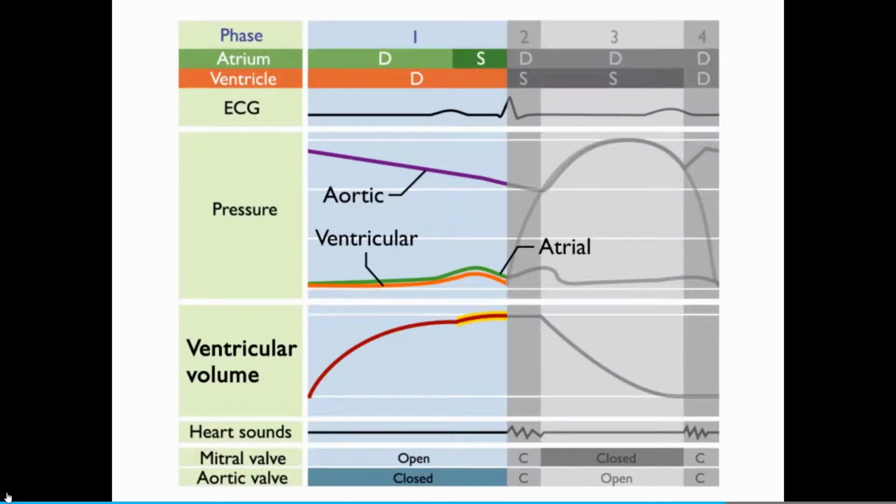At the end of atrial contraction, the volume of blood in the ventricles is called the end diastolic volume, or EDV. Pressure in the ventricle slightly increases with the surge of blood from the contracting atrium. However, aortic pressure is still much higher than ventricular pressure, so the aortic valve remains closed.